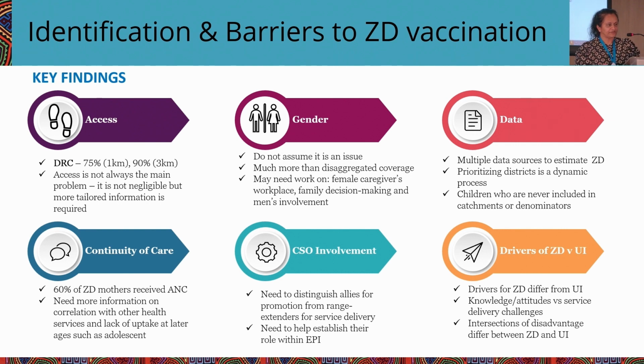For continuity of care, there was a recent review of DHS data across countries in Africa that found that 60% of zero-dose mothers actually received antenatal care services. So this kind of indicates a gap in the continuity where mothers were not followed up after delivery to ensure that their children received DTP1 vaccination. So more information is needed to correlate zero-dose with other healthcare interventions.